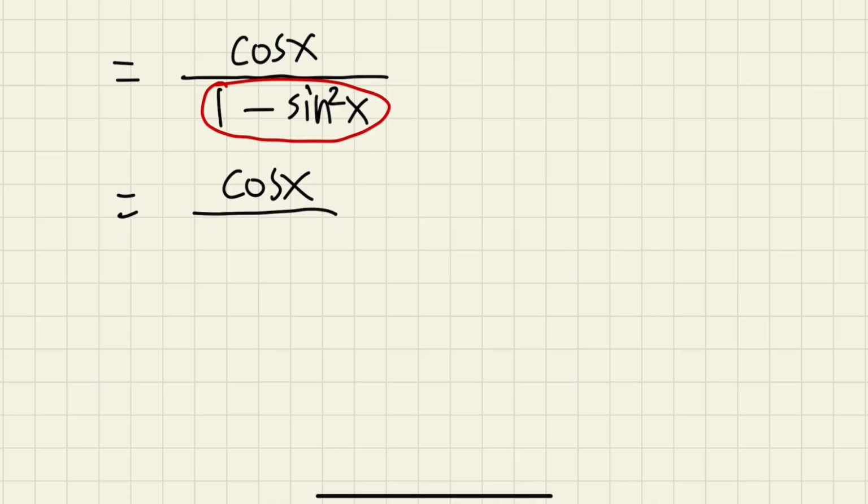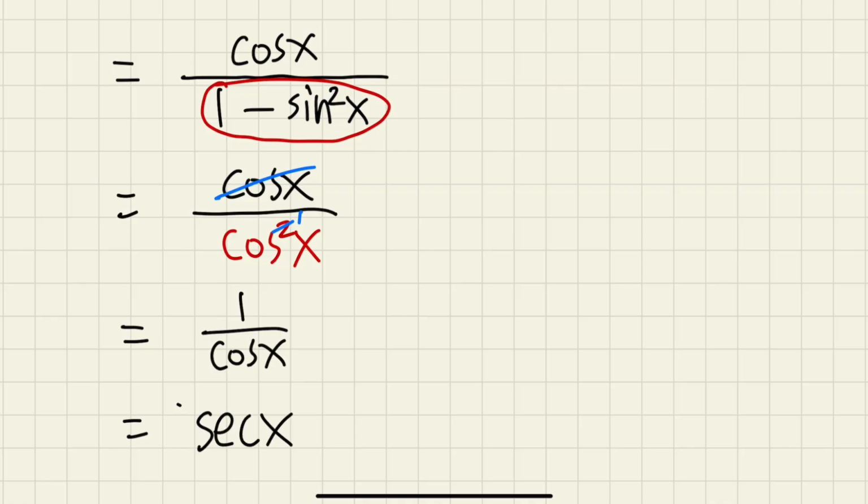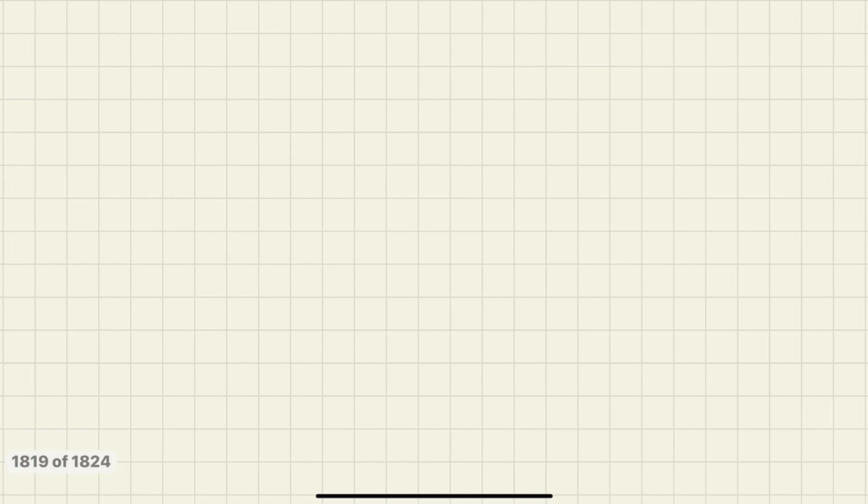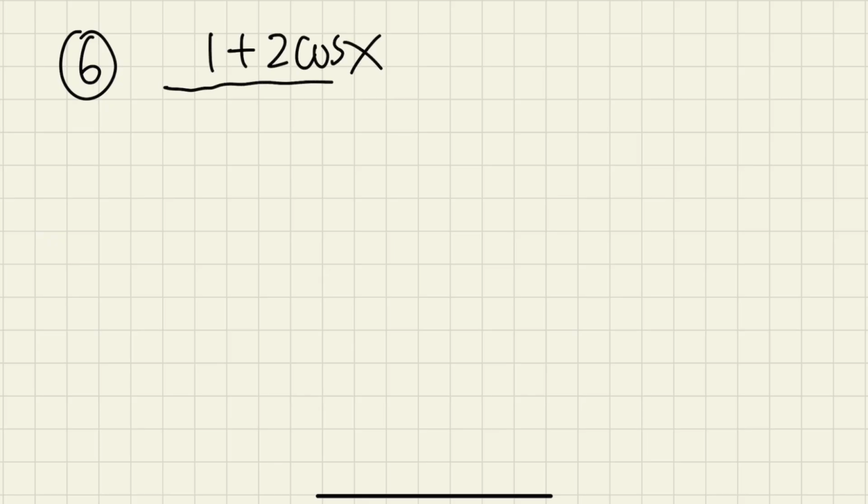So I'm just going to write that right here. And then once again, we can cancel, and we will just have cosine to the first power x on the bottom. And 1 over cosine x will give us secant x, and then we are done. Just like that. Number 6. Here we have 1 plus 2 cosine x over 2 sin x plus tangent x.